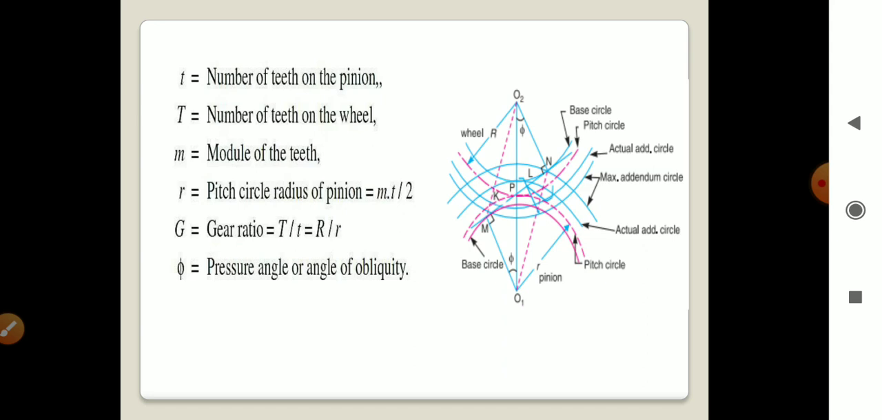Next, we know that capital G is the gear ratio, and the gear ratio is given as capital T divided by small t, that is the number of teeth on the wheel divided by the number of teeth on the pinion. Or simply we can state that gear ratio is equal to capital R divided by small r. That means it is the pitch circle radius of the wheel divided by the pitch circle radius of the pinion. Here angle phi will be there. This is the pressure angle or angle of obliquity.